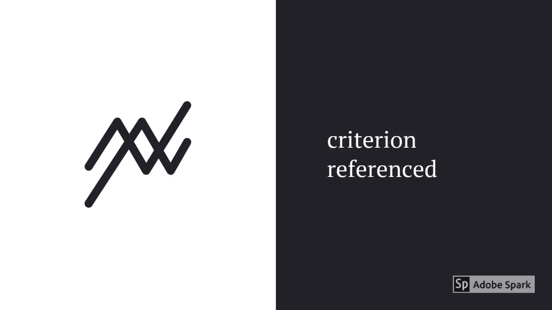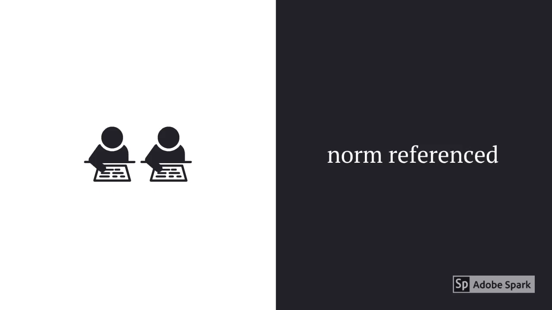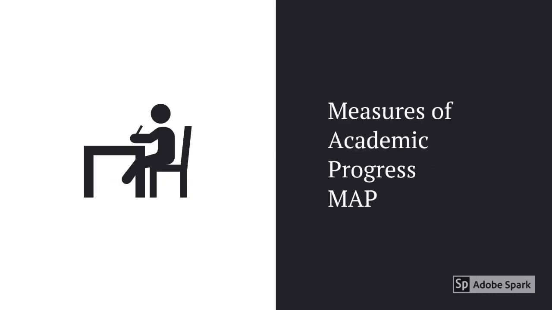Criterion-referenced measures provide a comparison of individual student performance to a learning standard, typically based on what a learner should know or be able to do at a certain grade level. Norm-referenced measures provide a comparison of individual student performance to the average performance of students in the comparison group, typically of the same age or grade level who have already completed the assessment.